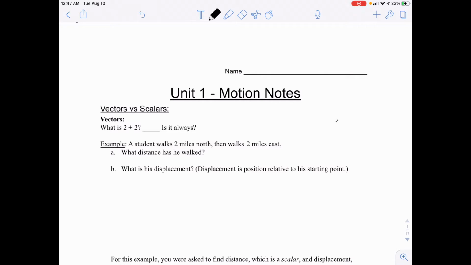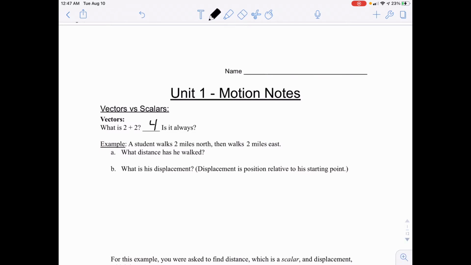Let's start off with basically this question, which seems to be a very simple question. What is 2 plus 2? Well, of course we know it's 4, but the question is, is it always? Well, let's do an example to see how this really works.